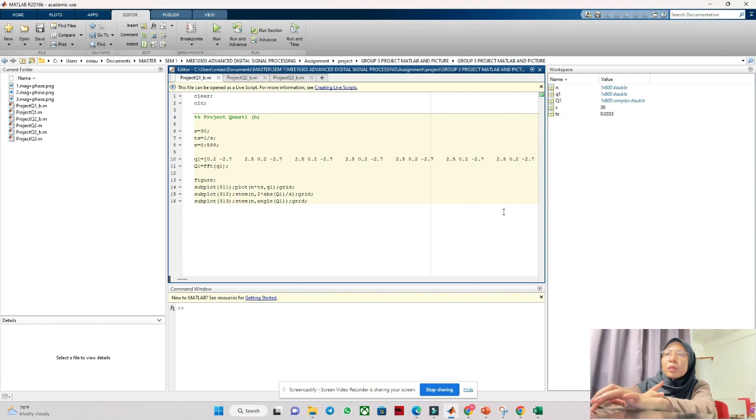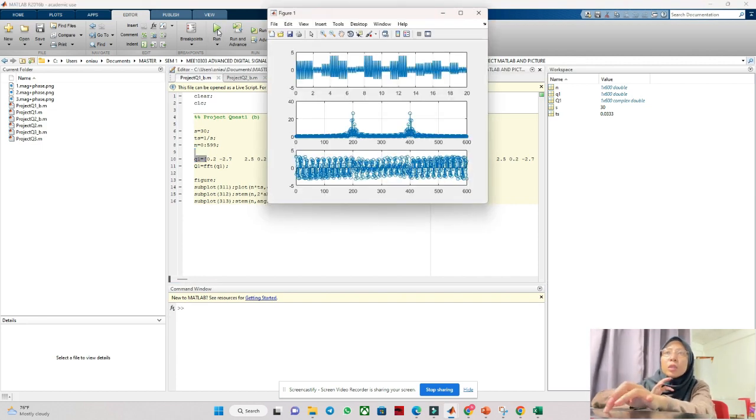Here we put the signal in the Excel, and we just put it in MATLAB at 1 decimal place. Then we need to do the Fast Fourier Transform to get the magnitude and phase graph. So next we will run it. As we run it, this is our signal.